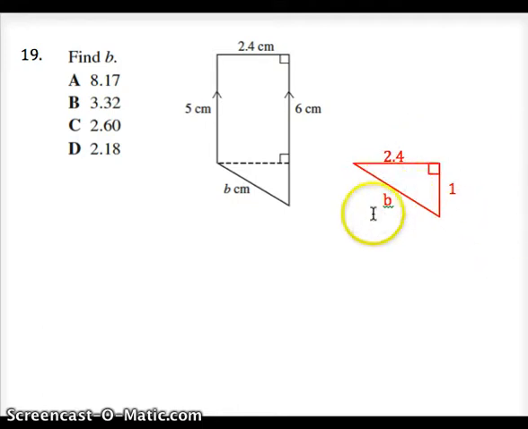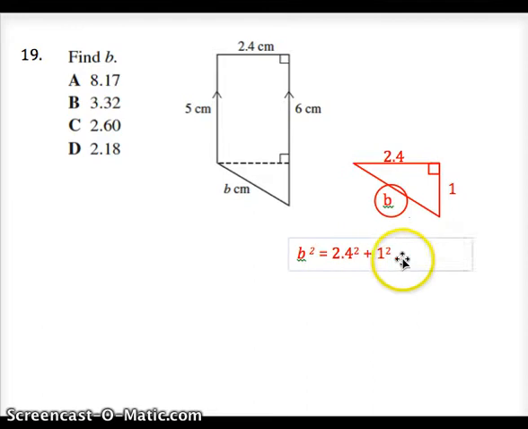So again, the hypotenuse is the b, so I'm just going to put a circle around it. Okay, so we can say b squared equals 2.4 squared plus 1 squared, because longest side squared is the 2 shorter sides squared and added together. So I'll just start with that. So we've got b squared equals 2.4 squared plus 1 squared.